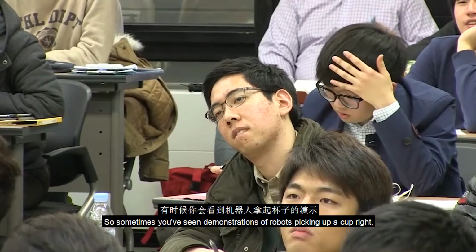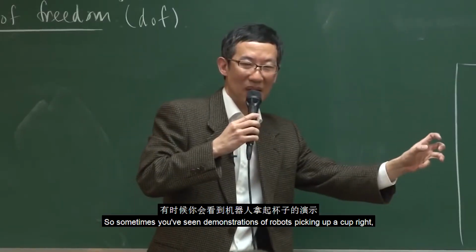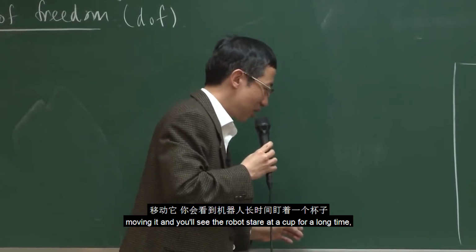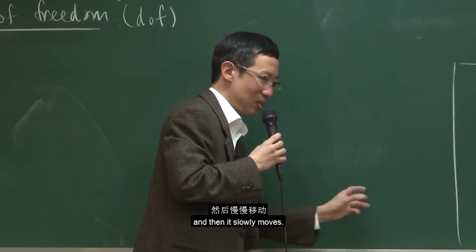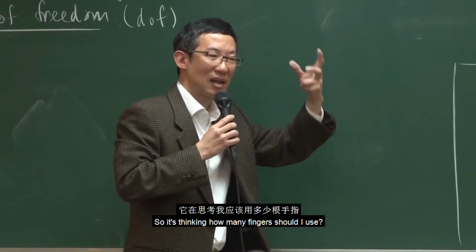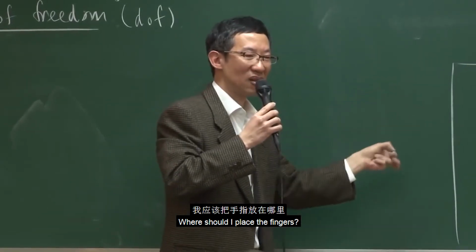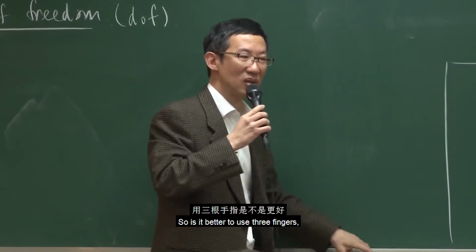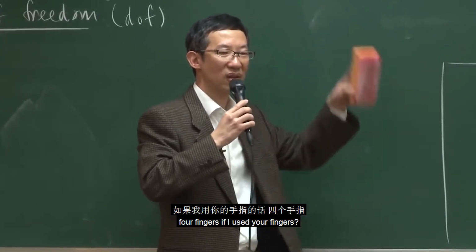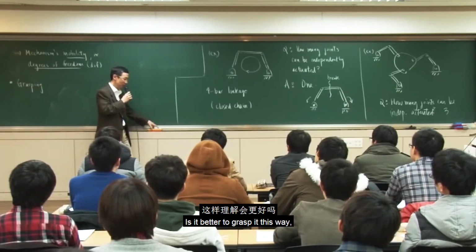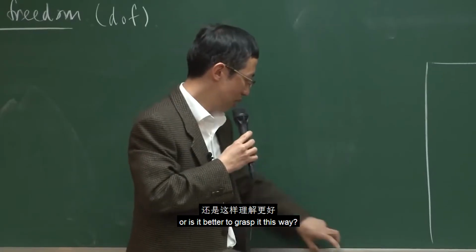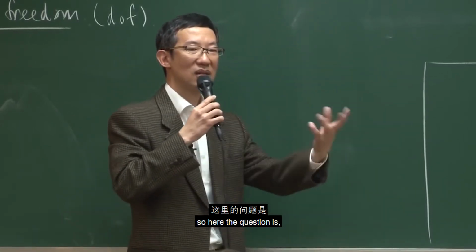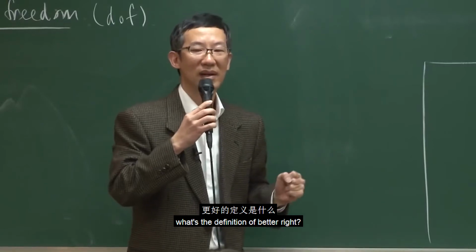Sometimes you've seen demonstrations of robots picking up a cup and moving it. You'll see the robot stare at a cup for a long time, and then it slowly moves. So it's thinking, how many fingers should I use? Where should I place the fingers? Is it better to use 3 fingers or 4? If I use 3 fingers, is it better to grasp it this way, or this way? So here the question is, what's the definition of better?